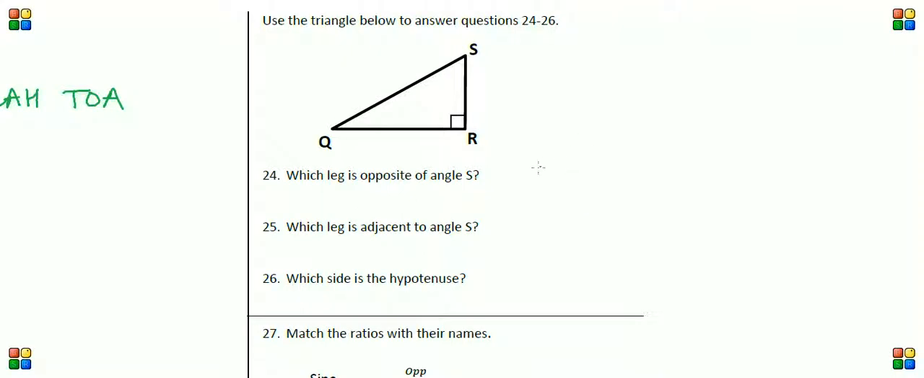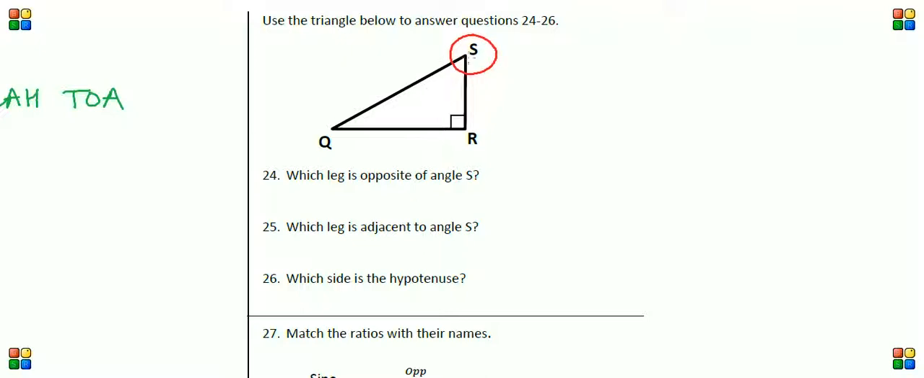Numbers 24 through 26 use this same triangle, so we're looking at triangle QSR. Let's take a look at number 24. Which leg is opposite of angle S? Well, it looks like all we're being tested for is recognizing the names of the sides based on angle S being our reference. And you've done this enough times, class.